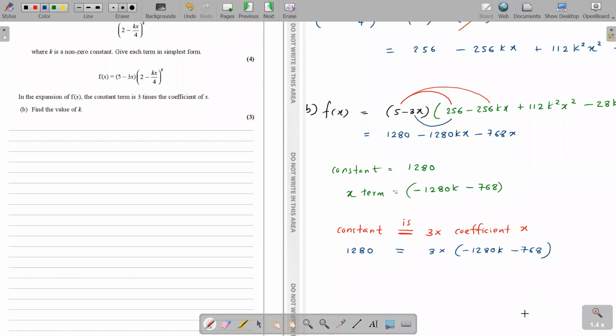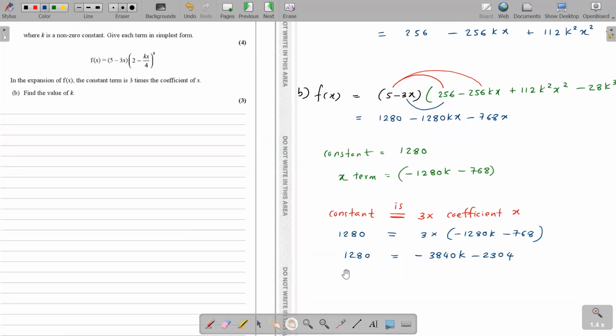And now what do we do? Solve this equation and make k the subject. Okay, let's make k the subject. Is 1280 divisible by 3? No. We'll multiply with 3. 3 times 1280 is how much? Minus 3840k. Don't forget the k. And then 3 times minus 768. 3 times minus 768 is minus 2304.